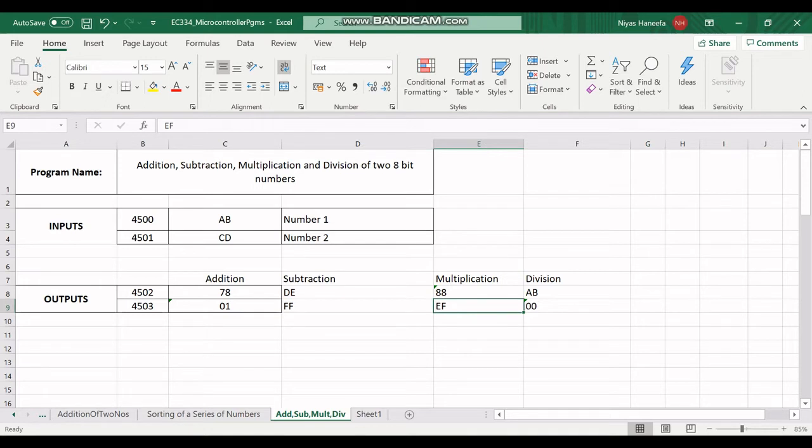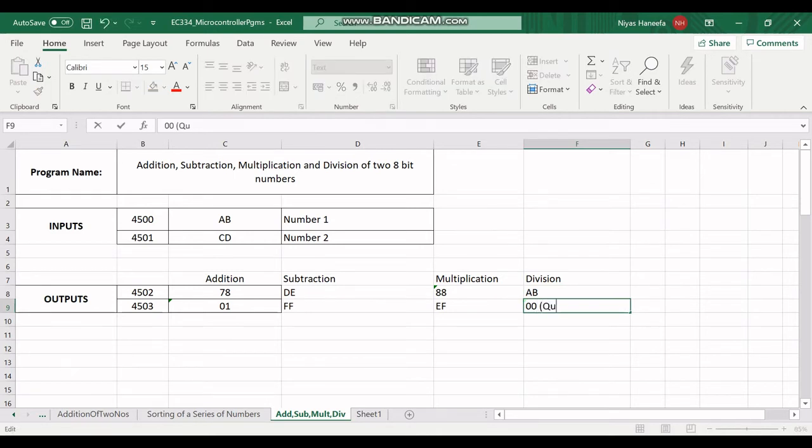Then when you multiply AB and CD, what you are going to get is EF88. So 88 is the lowest byte, EF is the highest byte. And when you divide a lower number by a larger number, if you divide 2 by 8, what is the quotient? Quotient is 0 and remainder is 2. Similarly, here also when you are dividing AB and CD, you are going to get the quotient as 00 and AB as the remainder. So this is the quotient and this is the remainder. That is how we are defining the output.